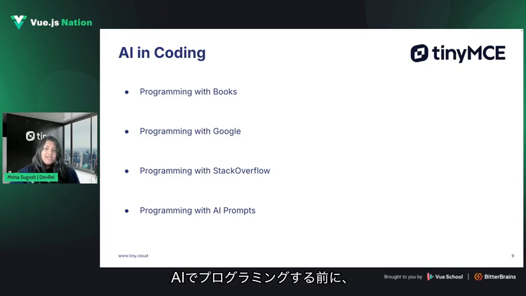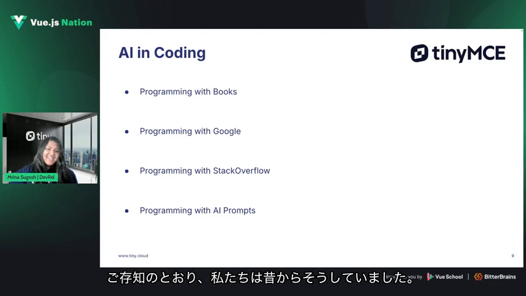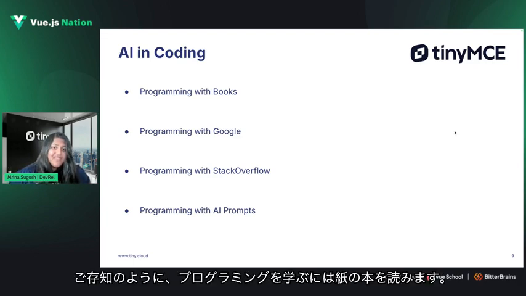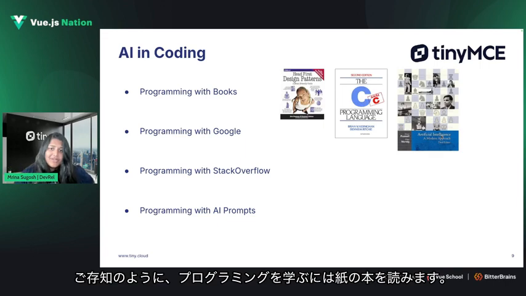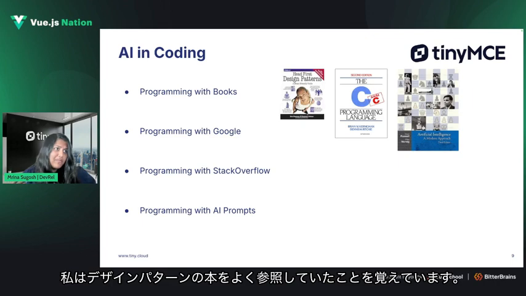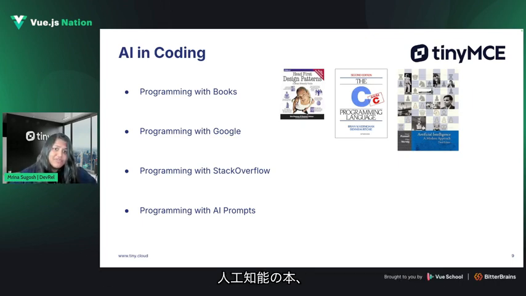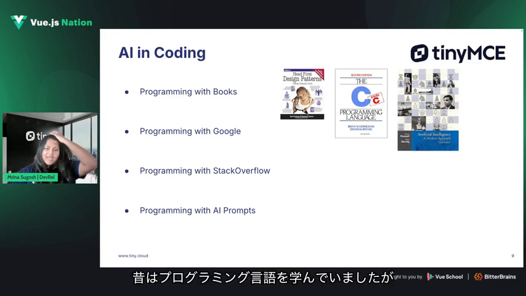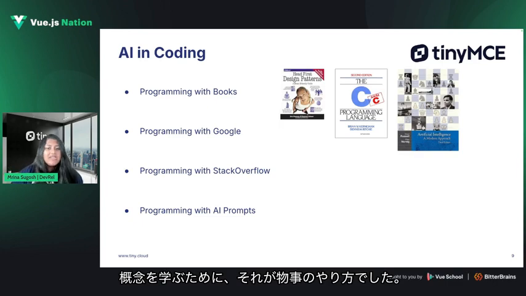Before programming with AI, we had, way back in the day, and I feel like I probably made the cutoff of this generation, actually used books. We read paper books to learn how to program. People used to look at books to reference. I remember referencing the design patterns book a lot, the artificial intelligence book, the go-to book by Peter Norvig, who was one of my professors. And you used to learn programming languages to learn concepts, and that was the way things were done.